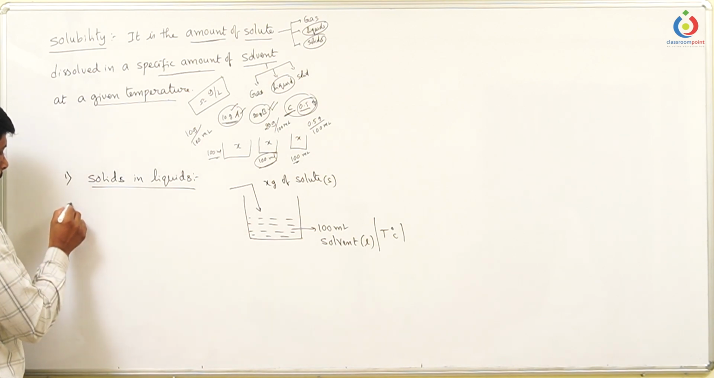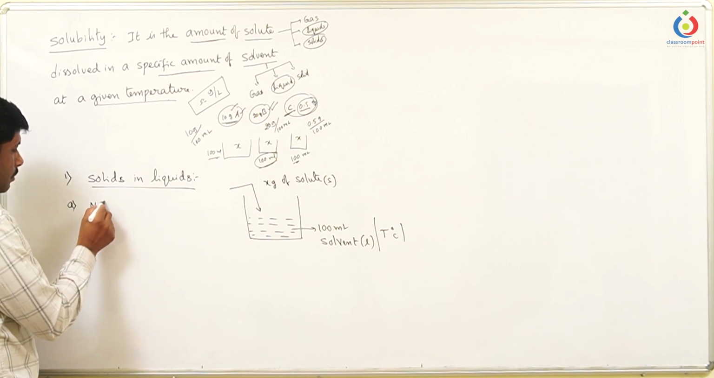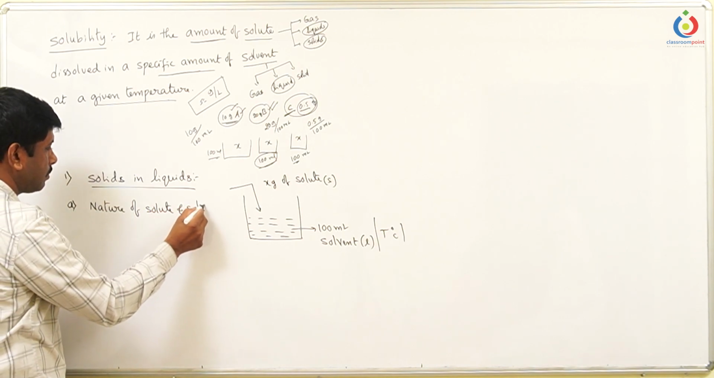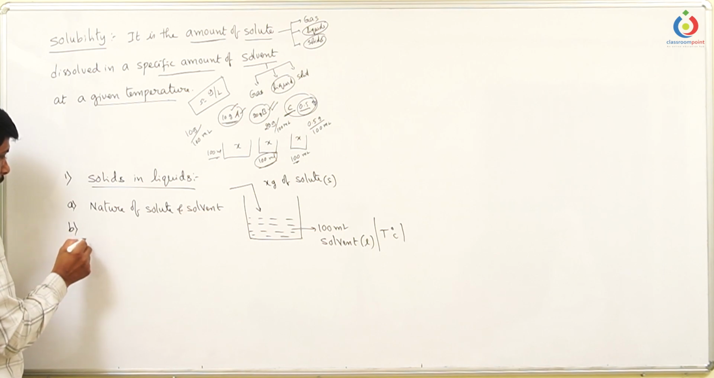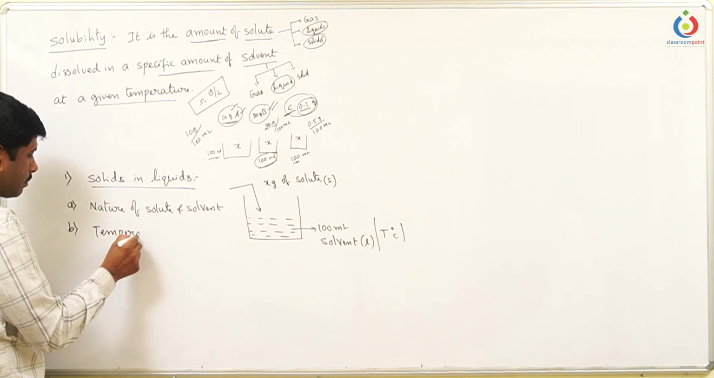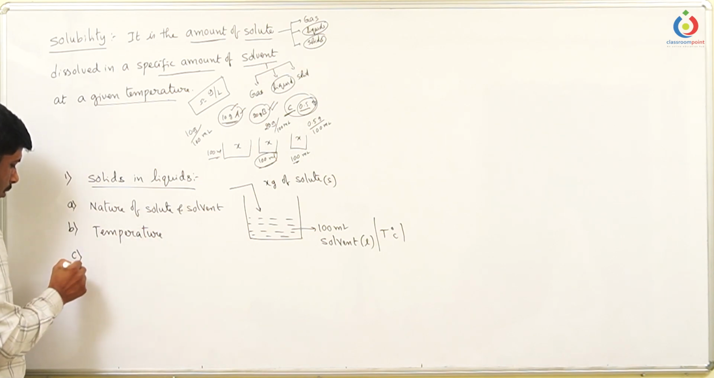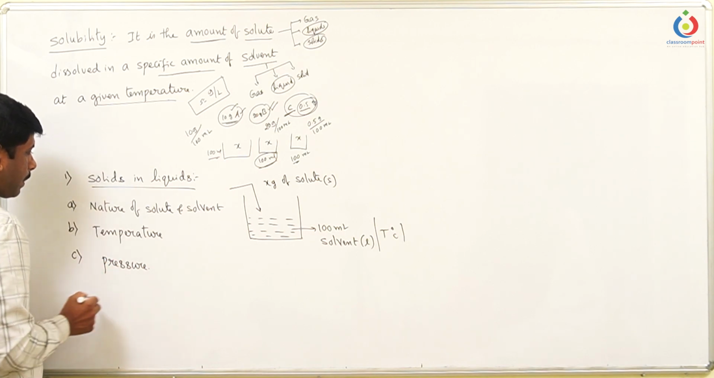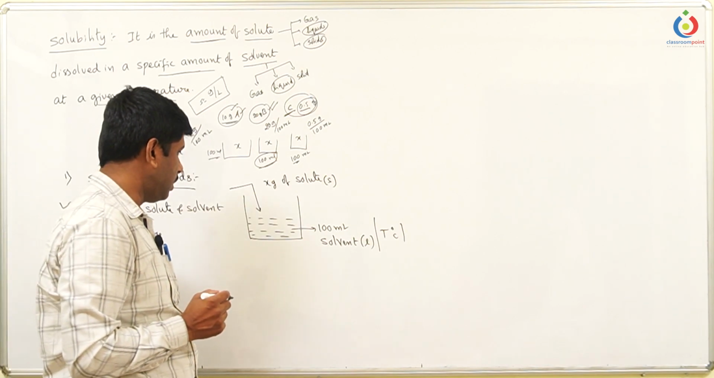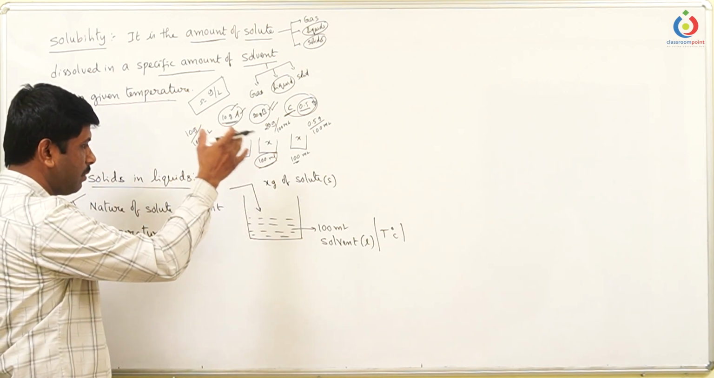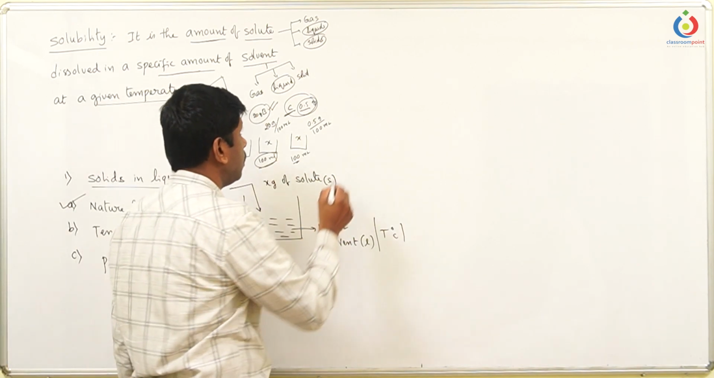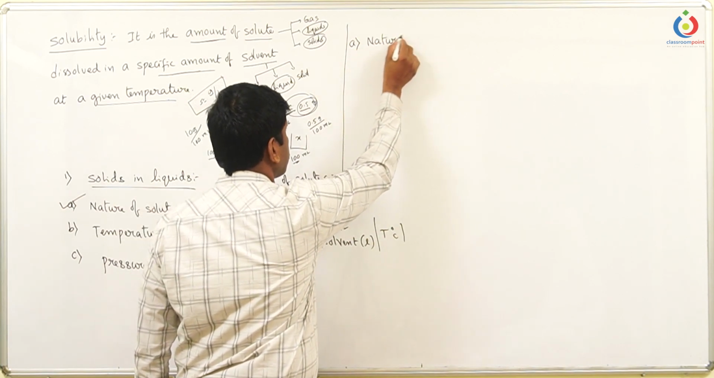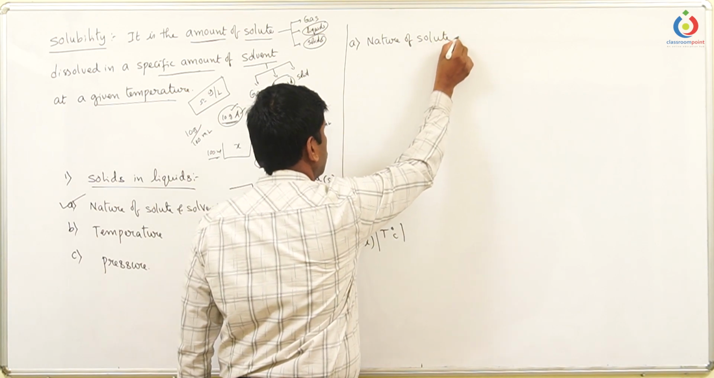Those factors are, first one is the nature of solute and solvent. Second one is temperature. Third one is pressure. So let us discuss the nature of solute and solvent, how this is going to affect the solubility of the solute in a given solvent. So let us take here the concept nature of solute and solvent.